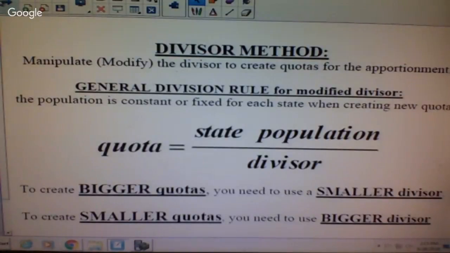Okay? So that's what we're about to do. It's called the divisor method. So in other words, you want to manipulate the divisor to create quotas for the apportionment. This is what sucks about the next 3 methods. We are now going to do a guessing game. Okay. So the struggle is real here, but we're going to struggle together.